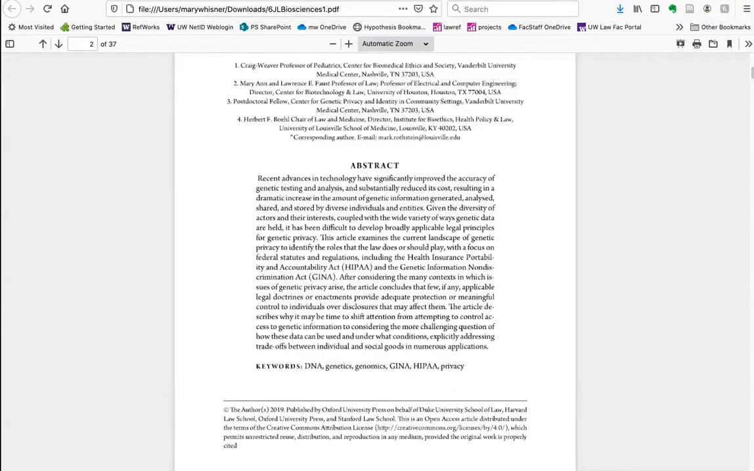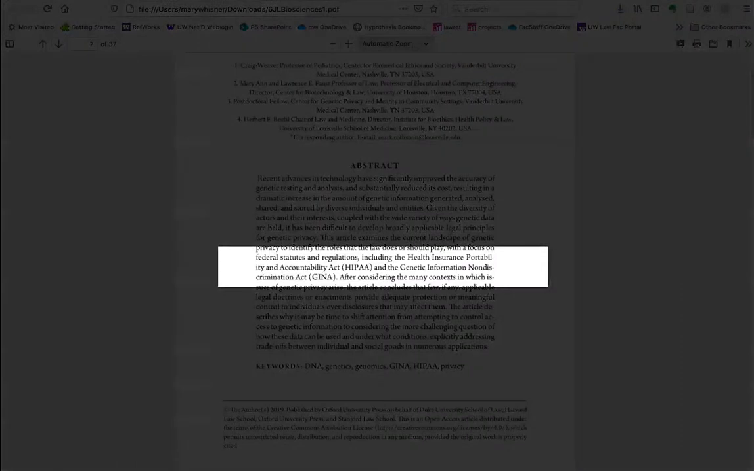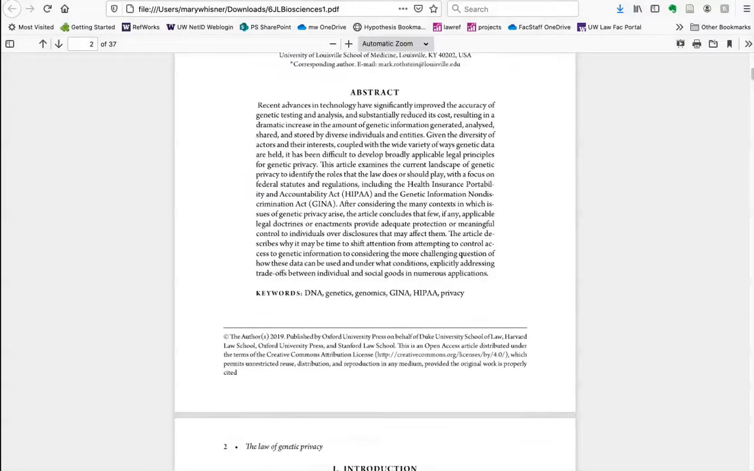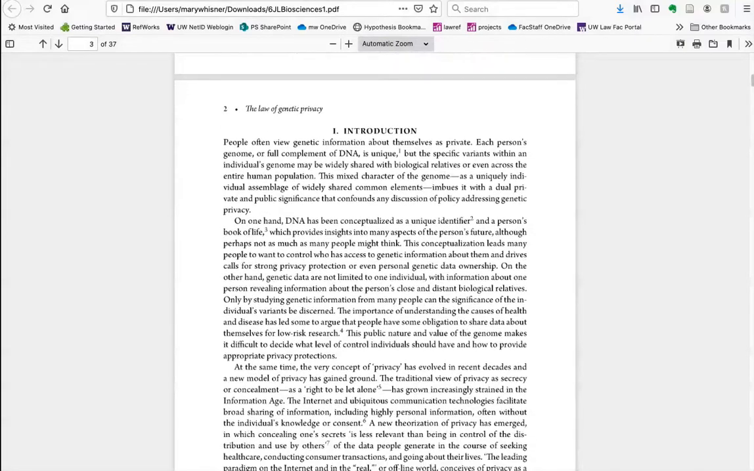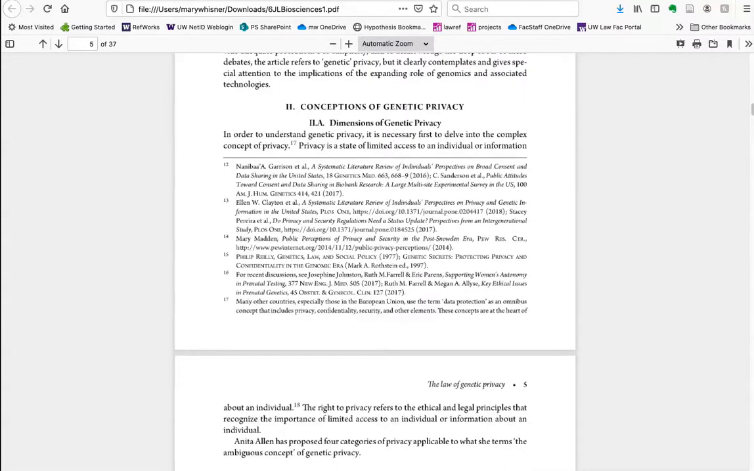Most articles start off with an abstract. That's another good way to sort out whether this article is going to be worth your time. They give you a summary of what they're talking about. Right here, they tell us that they're going to be talking about a couple of statutes, HIPAA and the Genetic Information Non-Discrimination Act, GINA. So that tells us they're going to lead us into statutes, and we can flip through and look at the headings.